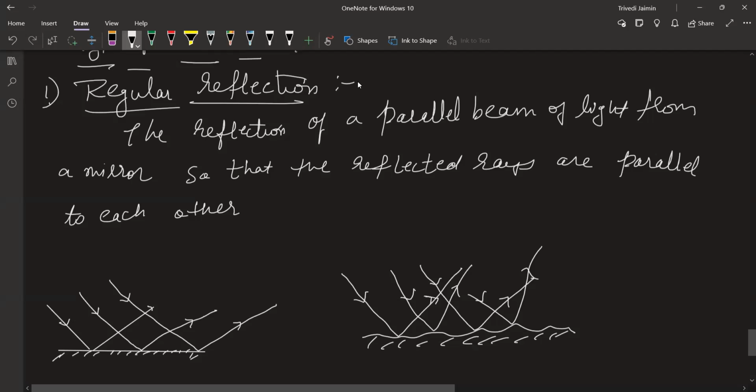Sir, is a mirror the example for a regular or irregular surface? No, mirror is an example of a regular surface. And the wall, as he said, is the example of irregular. But if we compare, we need a comparison. If I say wall and road, then the wall is more regular than the road. So it depends on what we are comparing with.